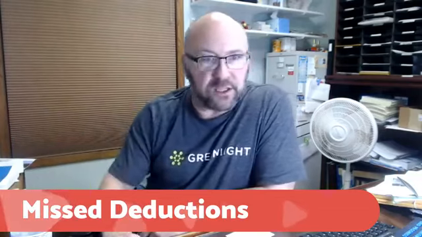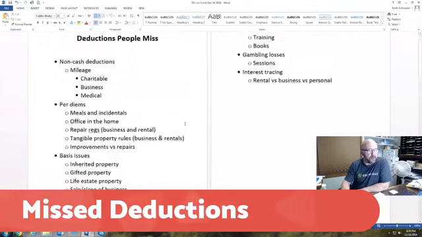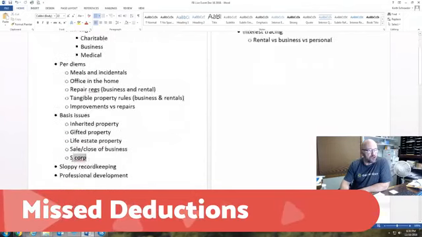But let's go back to basis issues. Let me bring this back up here again. I'll mix it up a little bit so you can see things as the screen moves. But S-Corps, we're right here with this part. The reason I want to bring this part up as part of this issue of deductions people missed is I'm more concerned about S-Corps.